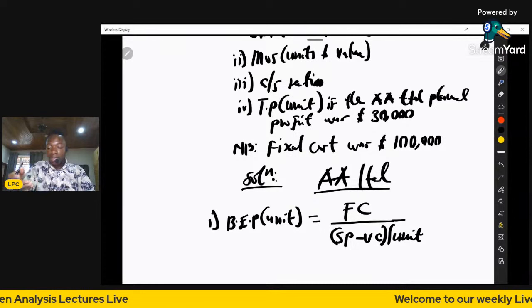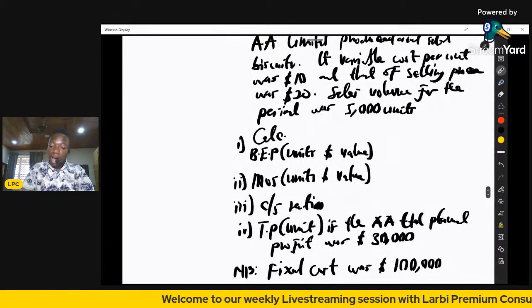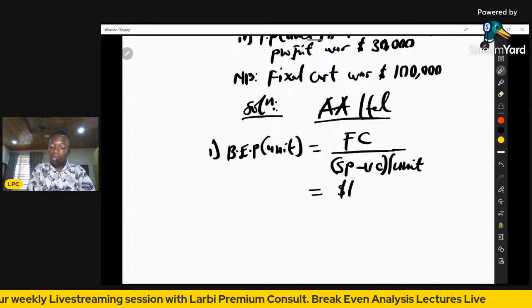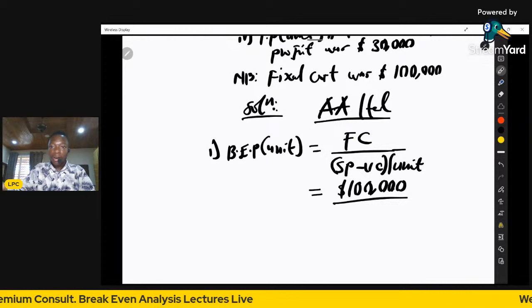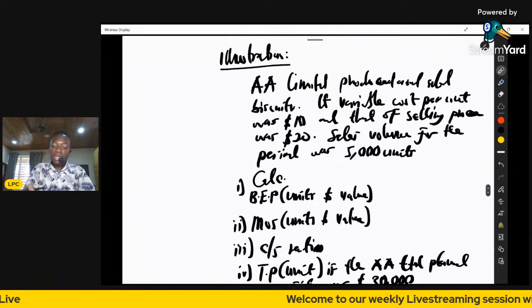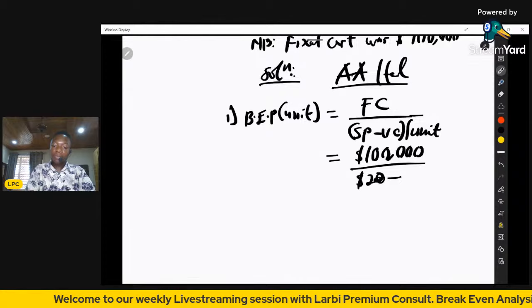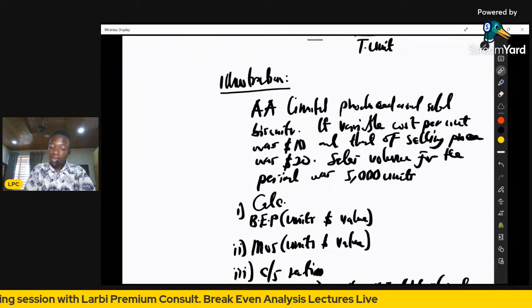So we know our fixed cost was $100,000, divided by the selling price. What was our selling price? The selling price was $20, remember this is per unit, minus our variable cost per unit, which was 10. So all are in per unit.